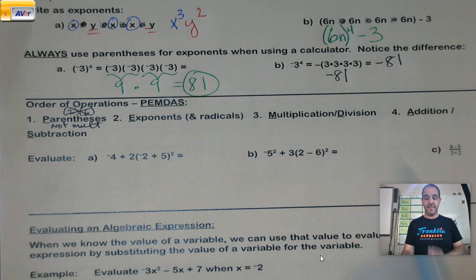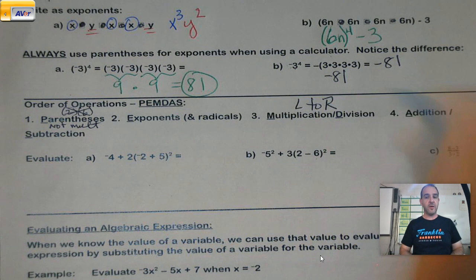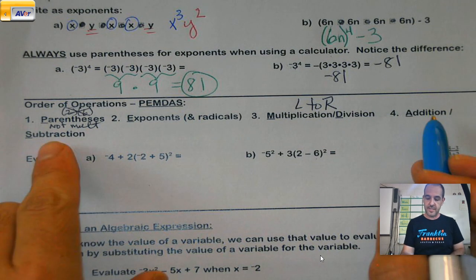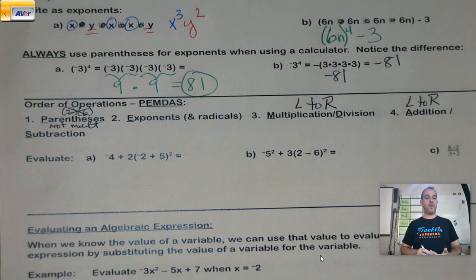multiply and divide, these are on the same level. So if there's ever multiples of those in there, we just do the one on the left, the furthest to the left first, move to the right. And same with addition and subtraction. You start with whichever one is furthest to the left and work your way to the right.